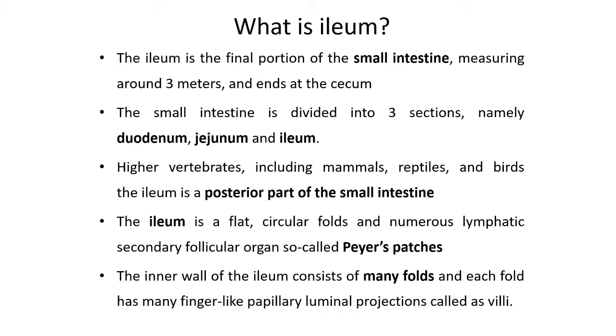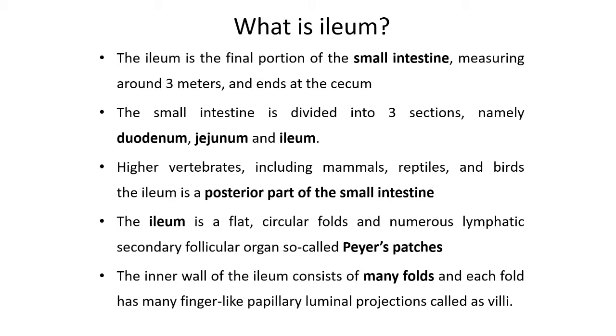Ileum is a posterior part of small intestine. In a previous presentation, we have seen a small intestine is divided into three important parts such as duodenum, jejunum and ileum. Duodenum is an anterior C-shaped structure of small intestine, then middle jejunum and posterior ileum. So small intestine is the largest part of alimentary canal, or we can say digestive tract.